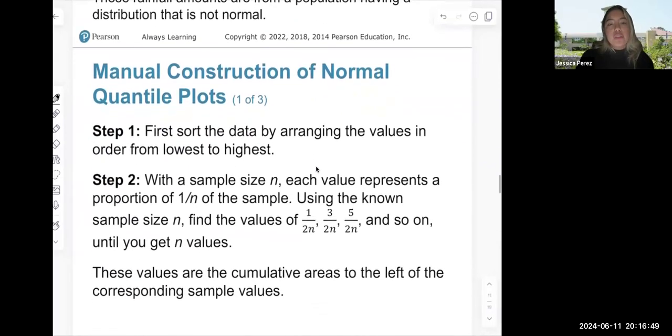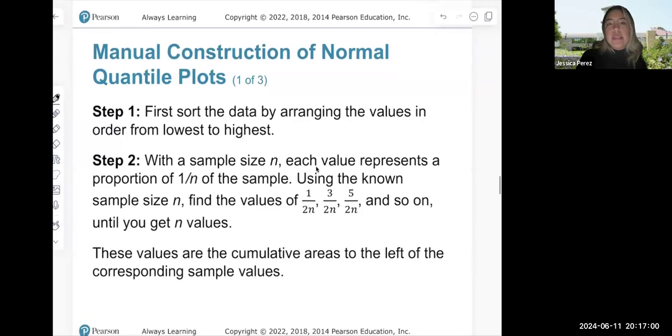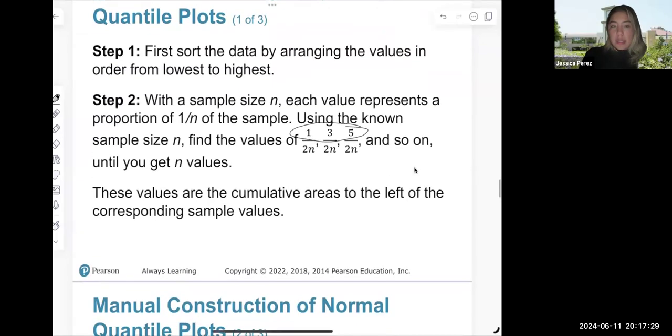Now, if we want to manually construct normal quantile plots, we begin by sorting the data, arranging the values in order from lowest to highest. Then we have a sample size of n. Each value represents a portion, 1 over n of the sample. So using the known sample size, we do 1 over 2n, 3 over 2n, 5 over 2n, and so on and so forth. These are just odd numbers on top that we can split and then convert to different cumulative areas to the left.